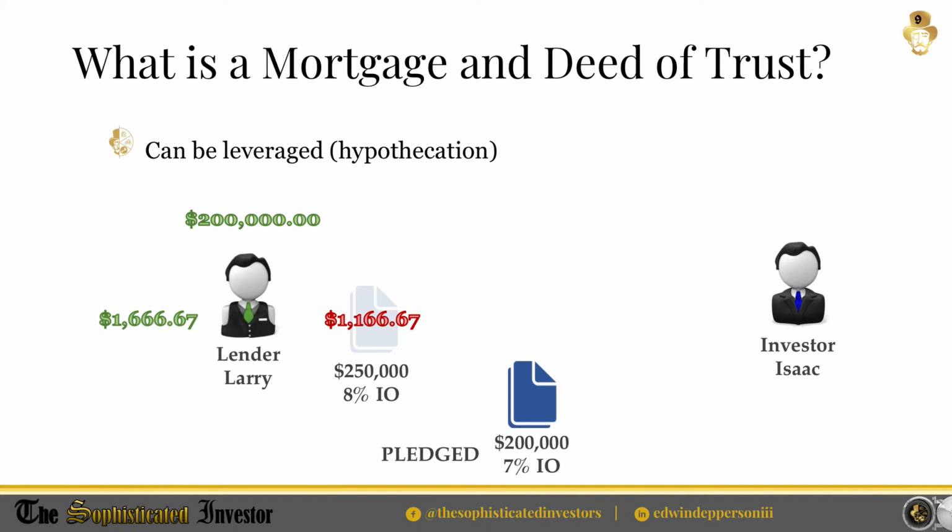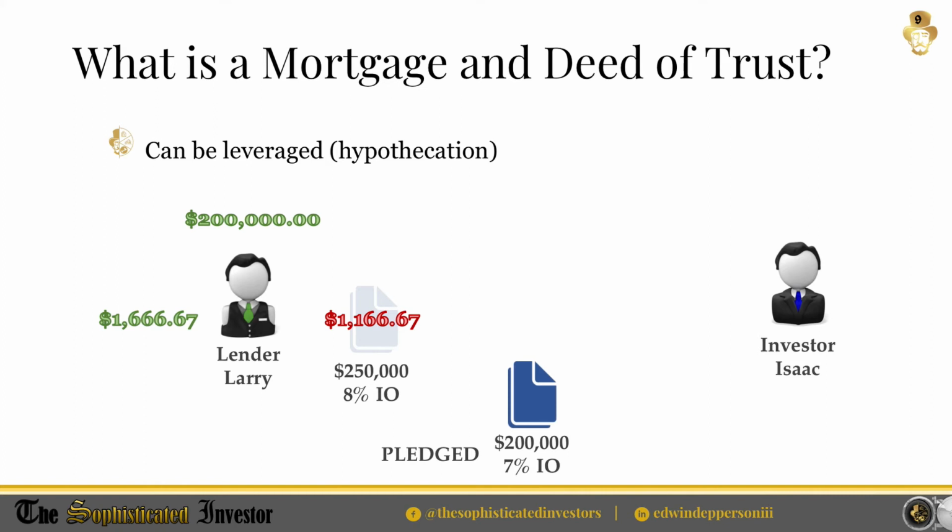Now, if you look at the numbers, something very interesting has happened. Larry still technically has the note of $250,000. He has pledged it as collateral to investor Isaac. Investor Isaac is fully aware that he has given $200,000 for this collateralized promissory note that is worth $250,000. So he's basically invested at a discount, but he's also taken a discount on the interest.